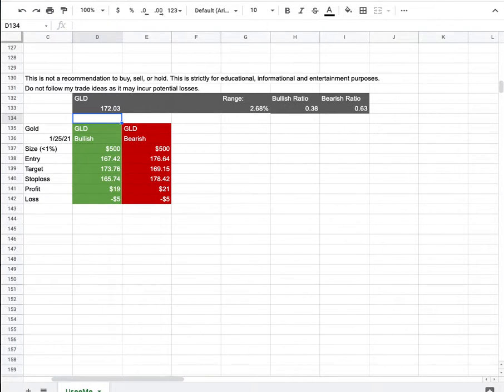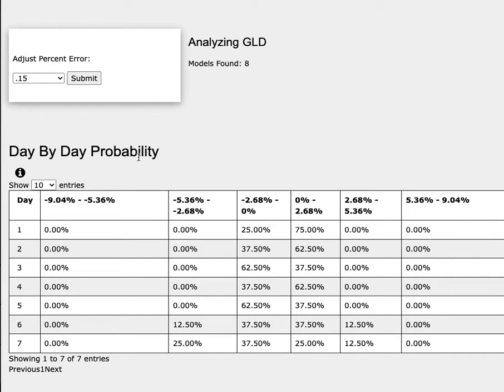So how did I develop these trade ideas? It all comes from the day-by-day probability model. As we progress to the 5th day or week of trading, gold futures has a 38% chance to climb between 0 to 3%. To the downside, it has a 63% chance to fall between 0 to negative 3%.